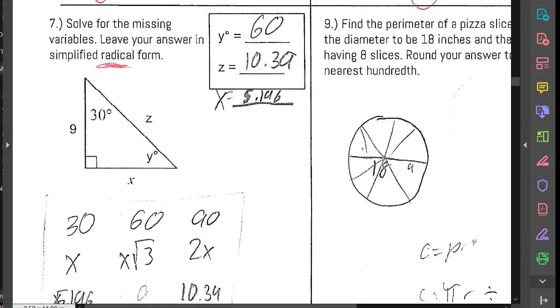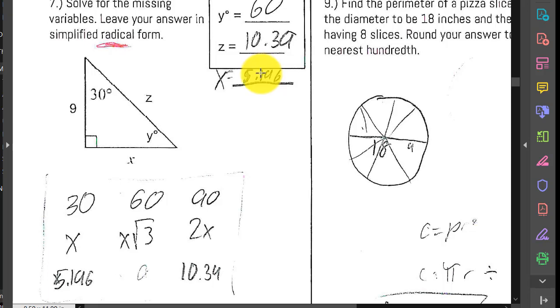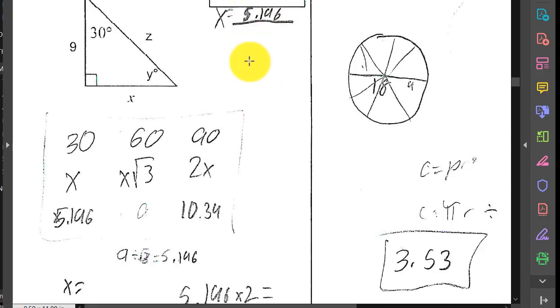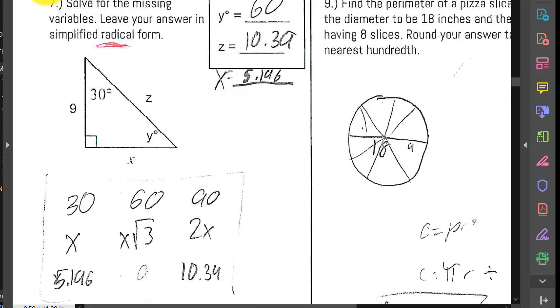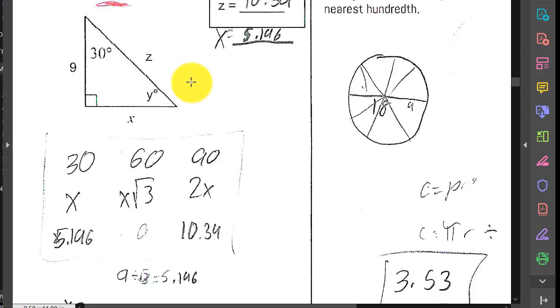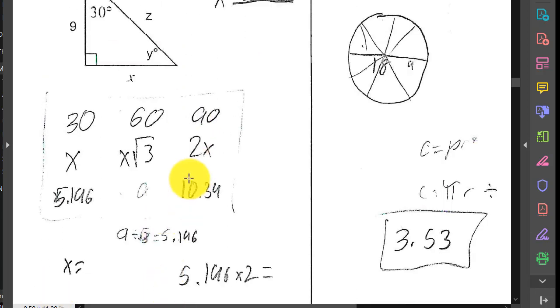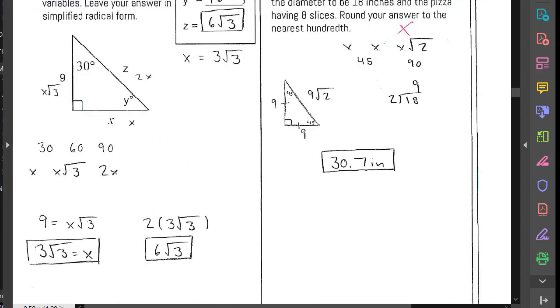Alright, let's take a look at this student here. They got 60 degrees, and then they transformed it into decimals, which is incorrect. So that was wrong. I took some points off. I gave him 3.75. This student did it correctly. I want to show you some correct student work.